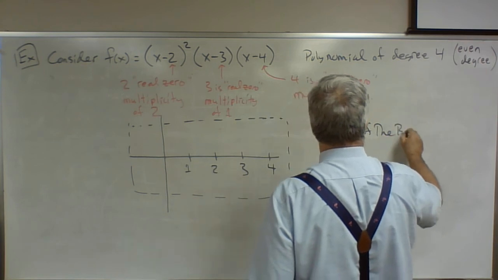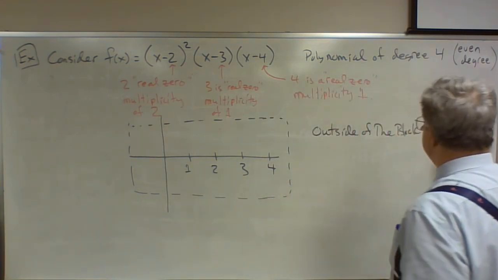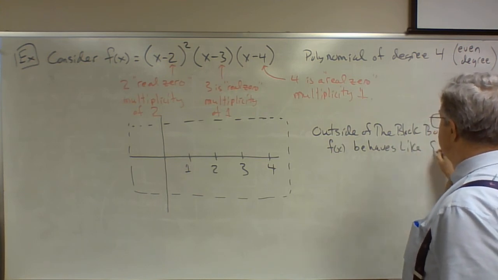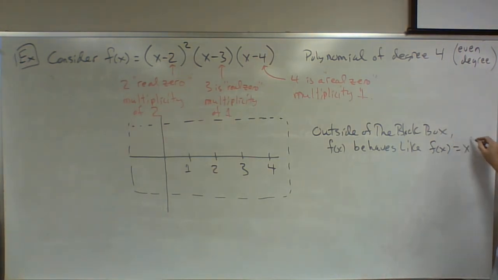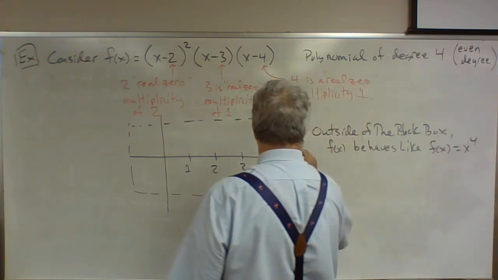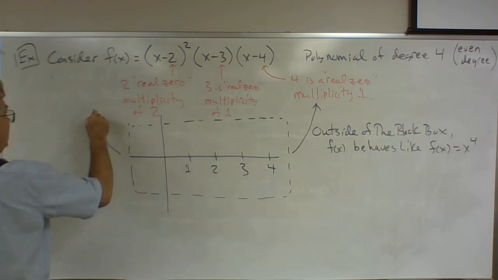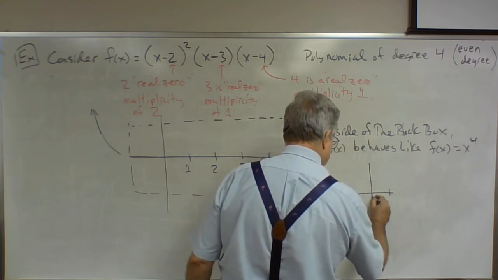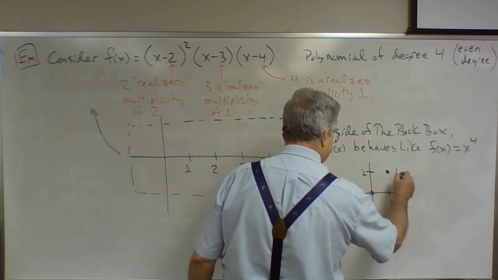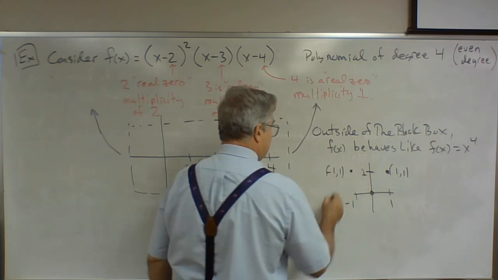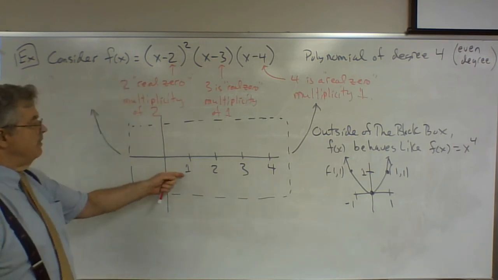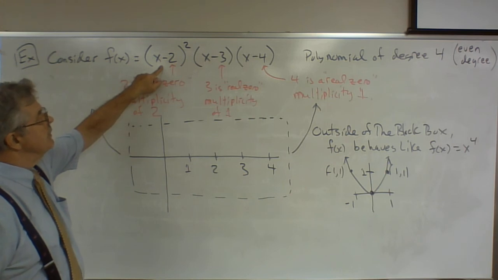Outside of the black box, f of x behaves like f of x equals x to the 4th. So this graph is going to go up like that, and up like that, because the graph of x to the 4th behaves like that. This is the graph of x to the 4th, and it looks like this. So outside of the black box, that's how this function is going to behave.